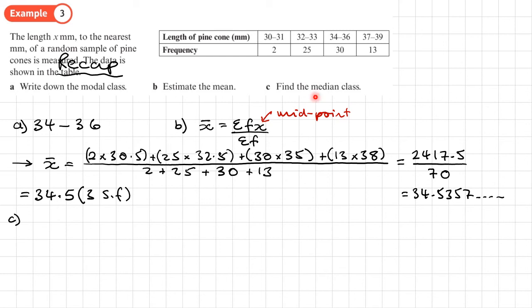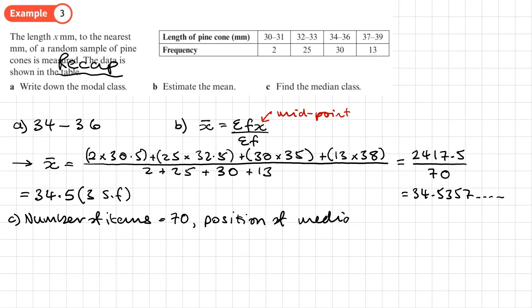In part C, what we want to do is to find the median class. So first thing we need to do is to work out the number of data items, which is the total frequency. We've worked out the total frequency already, that's 70. Then we want to find the position of the median. Well, that's going to be 70 plus 1 divided by 2. And that's 35.5. So the 35.5th number is the middle data item. We want to work out where that is.